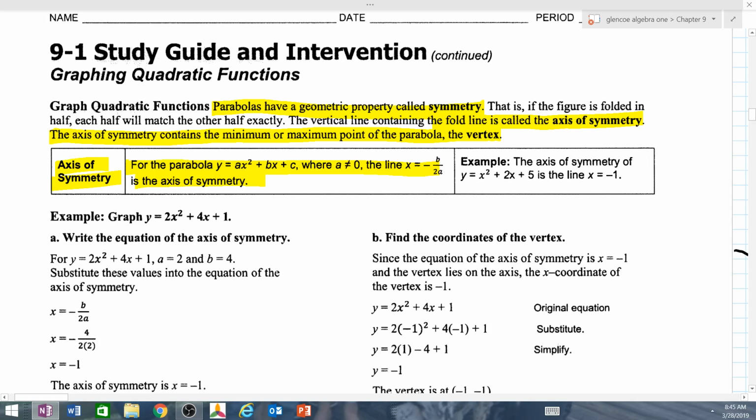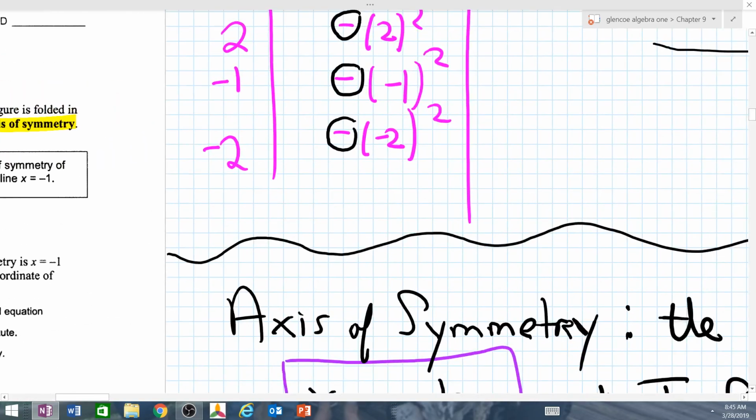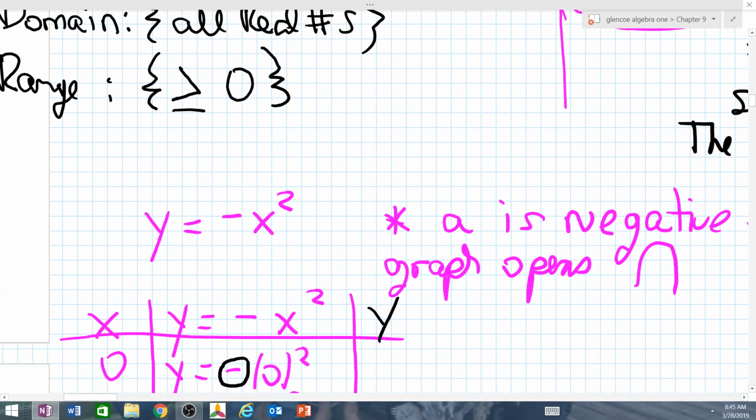Parabolas have a geometric property. All quadratic equations, or all parabolas, exhibit the property called symmetry. That means if we were to fold it in half, it's going to match on each side. Okay? It's going to match on each side. So let's just go ahead and take a nice, easy problem for you.